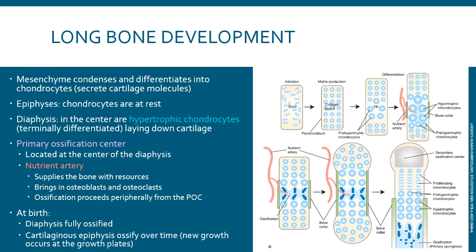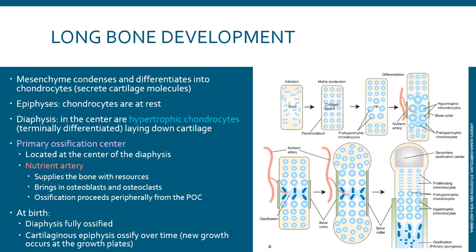Now, we talked about the structure of long bones. In the developing long bone, the chondrocytes in the epiphyses are resting. But in the diaphysis, in the very center of the diaphysis, you have hypertrophic or fully differentiated chondrocytes. So they're not going to change into any further cell types. Their differentiation is done, and they are laying down cartilage. And that very middle region of the diaphysis of the long bone is called the primary ossification center.